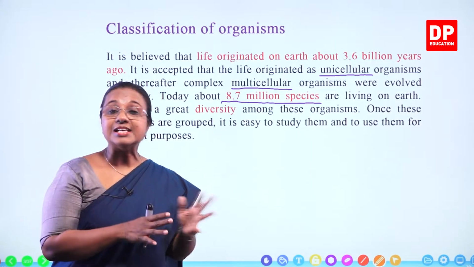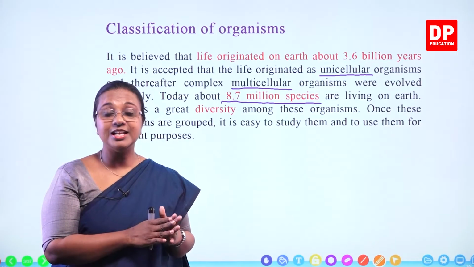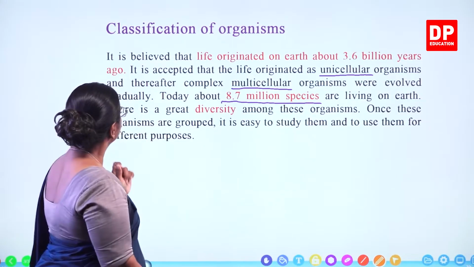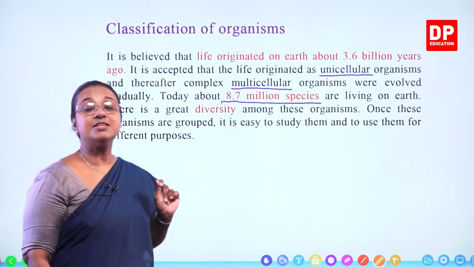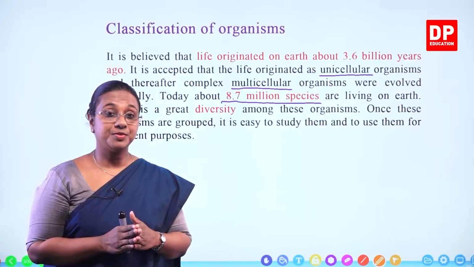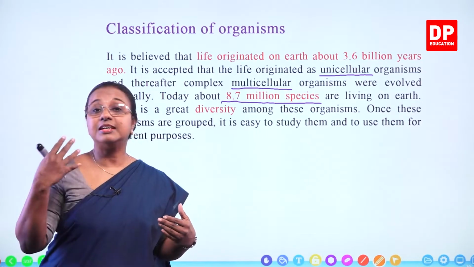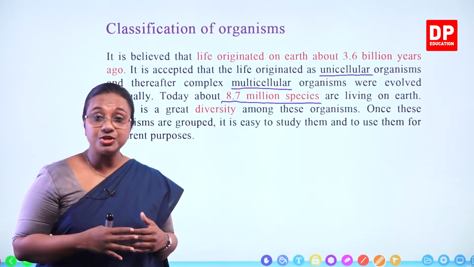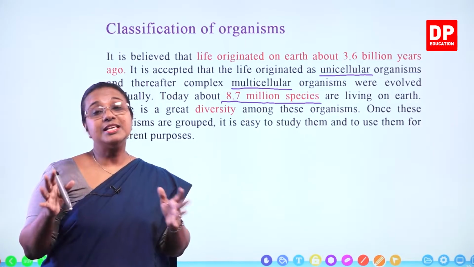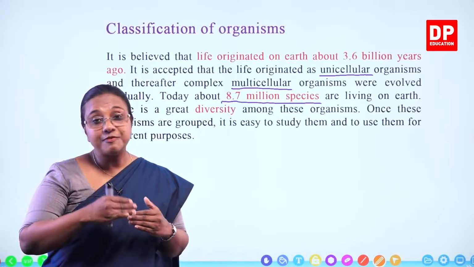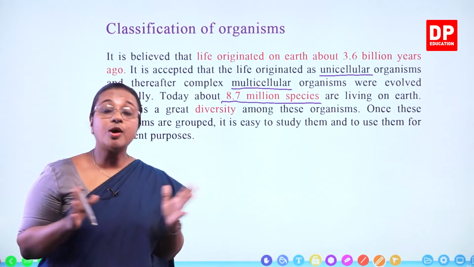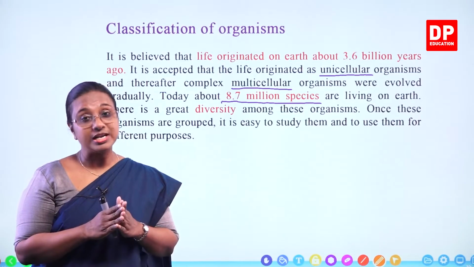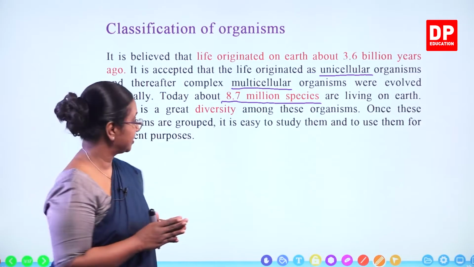So it is easier if we classify them into groups and try to identify the relationships and common characteristics, and then study the organisms. There is a great diversity among these organisms. You all know the meaning of diversity: differences in their characters, external features, internal organization of the body, their food habits, that is the nutrition, and the habitats where they live. All this is different. You can remember there are different types of diversity as well. Overall, if we consider it, it is known as biodiversity: differences among organisms based on all their characteristics.